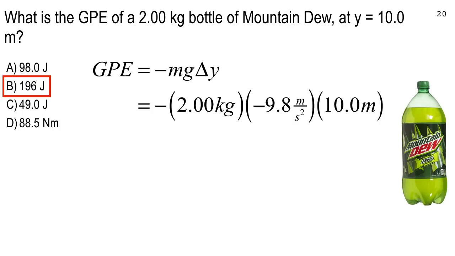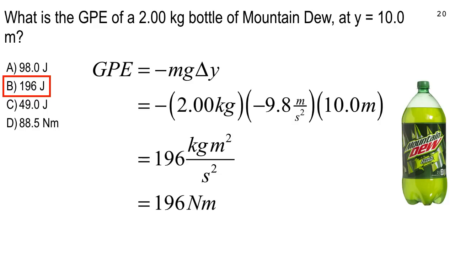All right, so now here's g, minus 9.8. And then my change in the y coordinate is plus 10. I've placed it from ground level up to 10 meters up. So that works out to 196 kilogram meters squared per second squared. And that, my wonderful students, is the same as 196 Newton meters and 196 joules. Capital J is the symbol for joules.